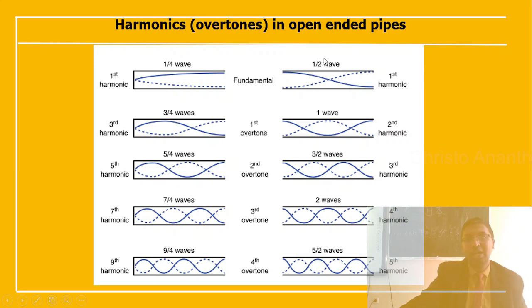Quarter, half, 3/4, 1, 5/4, 3/2, 7/4, 2, 9/4, 5/2. So first harmonic, second, third, fourth and fifth harmonic. Here you see first harmonic, third harmonic, fifth harmonic, seventh harmonic, ninth harmonic: 1, 3, 5, 7, 9. So this is the first overtone. This is actually basic, fundamental, first, second, third and fourth overtone, depending on whether it is open or closed.